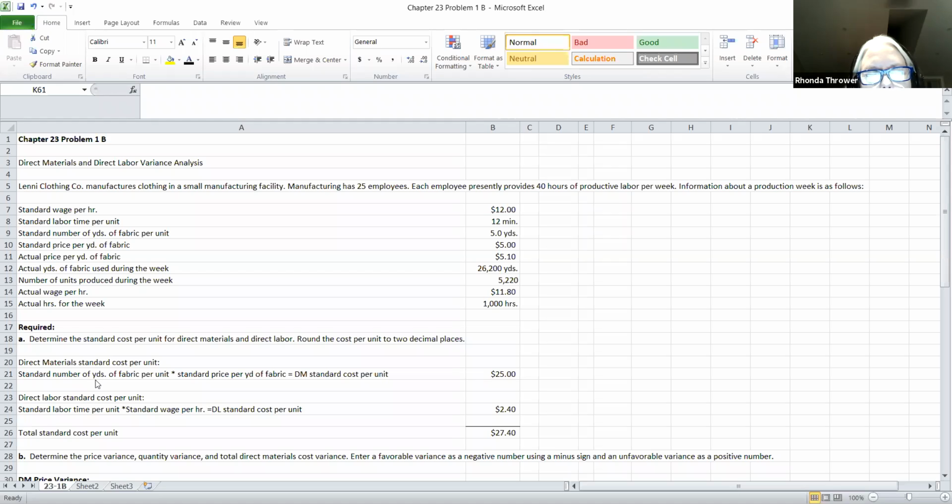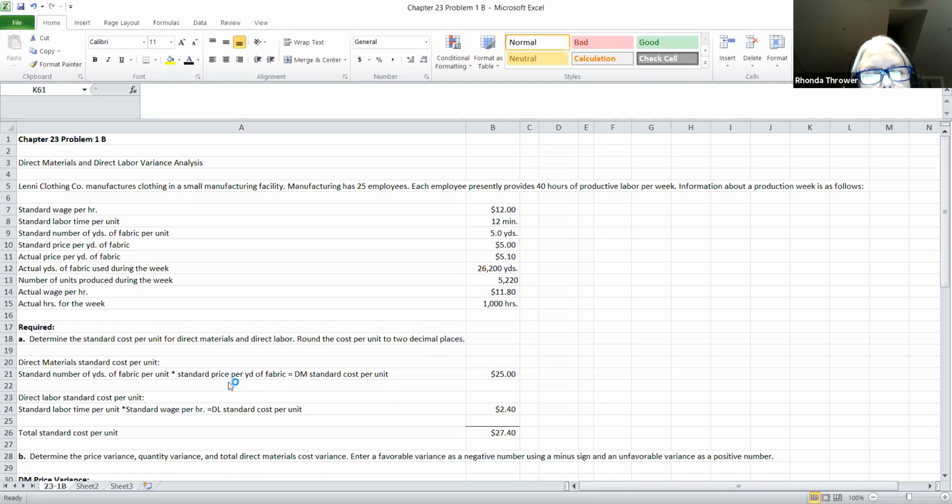And the way you do that is you use a formula. The standard number of yards of fabric per unit times the standard price per yard of fabric will give you the direct materials. I've abbreviated that in some of the information in this problem. DM stands for direct materials standard cost per unit. This is the formula for that.